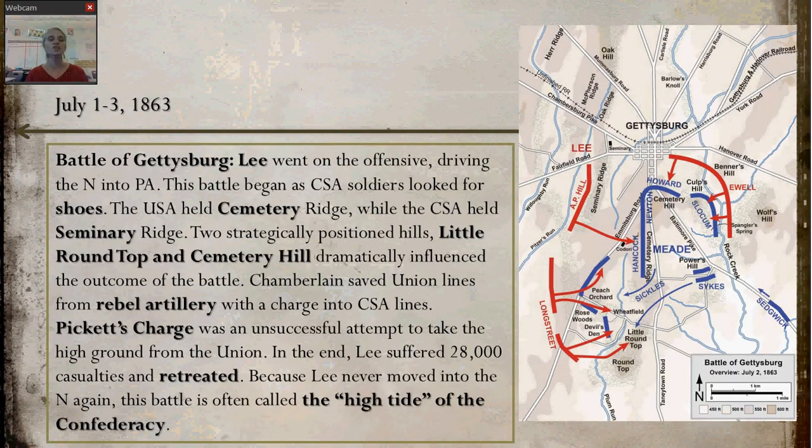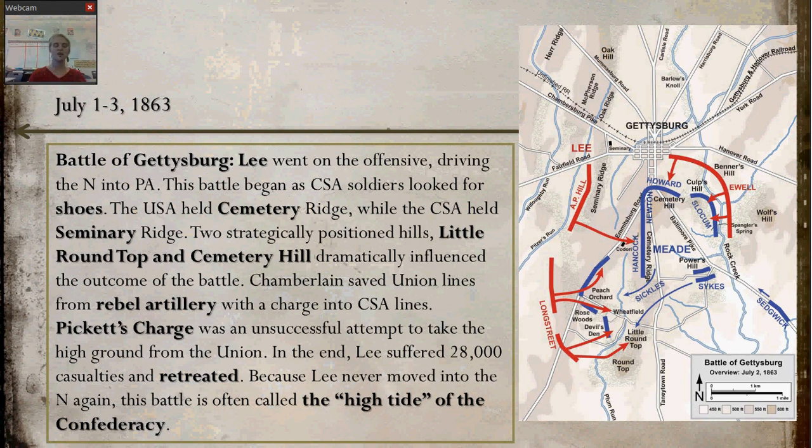Then, on July 1st, 1863, the major battle of the war is fought in Gettysburg, Virginia. So Lee, for the first time, goes on the offensive. He drives north into Virginia, trying to get into Pennsylvania. The two armies were not actually supposed to meet here.